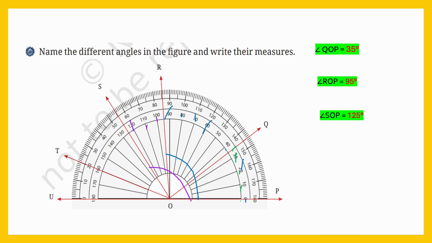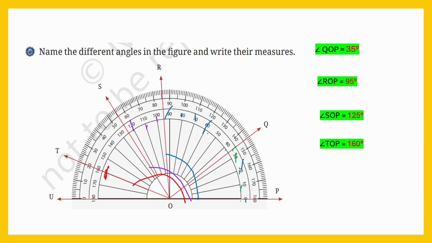The next we have angle TOP. What is the measure of this angle? You start from the rightmost side and check 0, 10, 20, 30, up to where the ray passes through 160. So, the measure of this angle is 160.